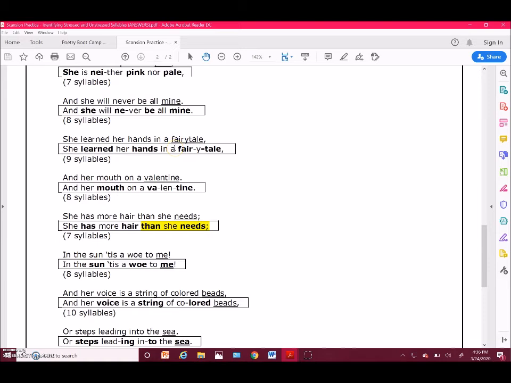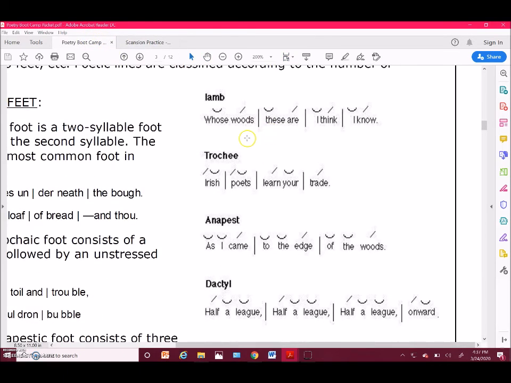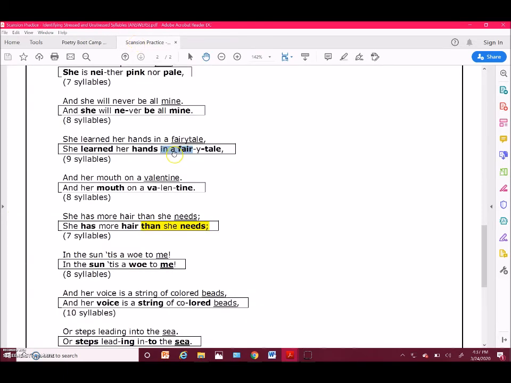Unstressed, unstressed, stressed. Unstressed, stressed. Is there any type of meter that matches that? Unstressed, unstressed, stressed. Let's see. Yes. Anapest. Unstressed, unstressed, stressed. So that foot is anapestic. One iamb, one iamb, one anapest, and then it goes back to iambic.